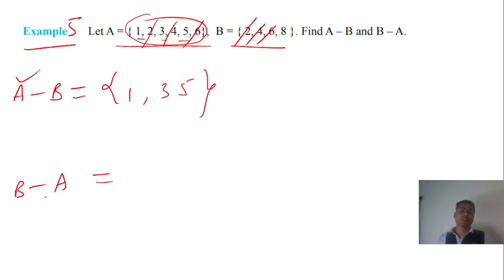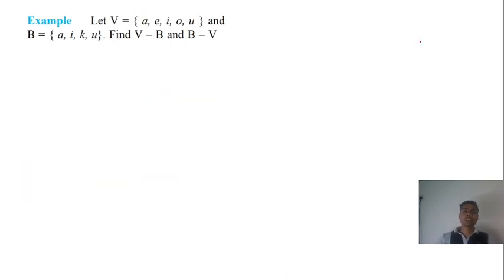For finding B difference A, you will write the elements that are left in set B after removing the common elements between A and B. So what are the elements left in set B? There is only one element left, which is 8. So this is A difference B and this is B difference A. We found both parts they are asking.